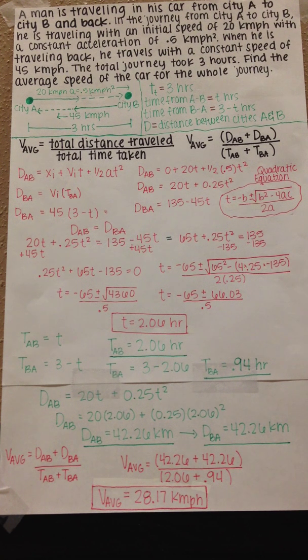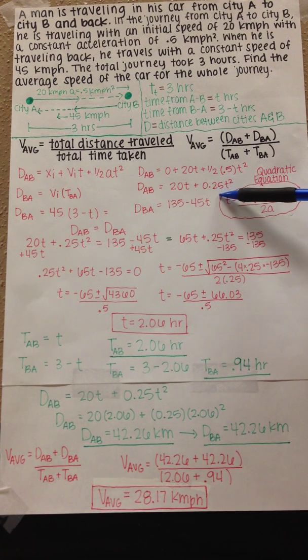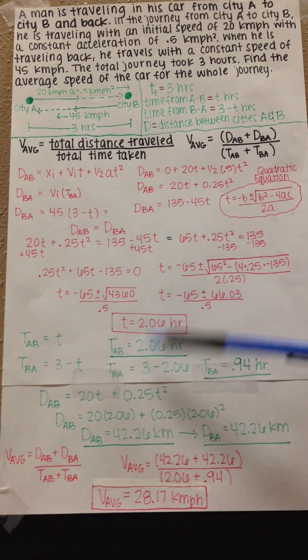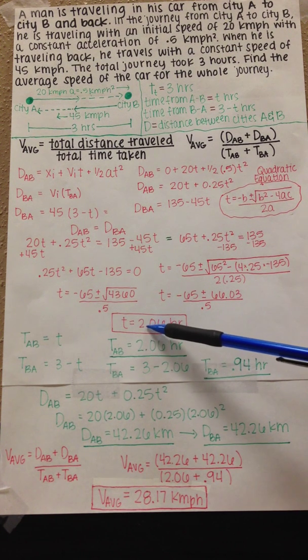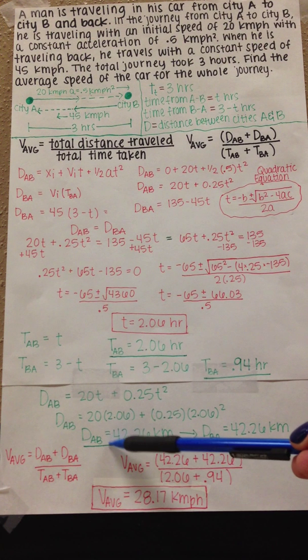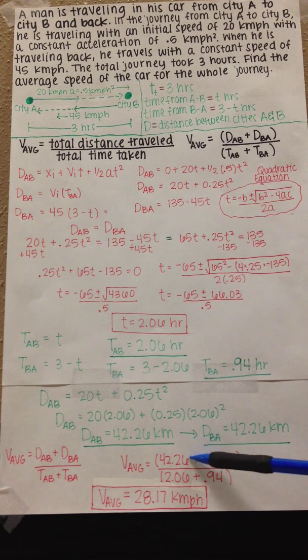And then you still don't know the distance from A to B. So in order to find the distance, you have to take this formula: the distance from A to B equals 20t plus 0.25t squared. You have to use that and plug in what you got for t, which is 2.06 hours. You have to use t for AB because you're finding the distance for AB. So you plug it into that formula, and you get the distance AB equals 42.26 kilometers. And you know that the distance from B to A is equal to the distance from A to B, so you know that they're the same.